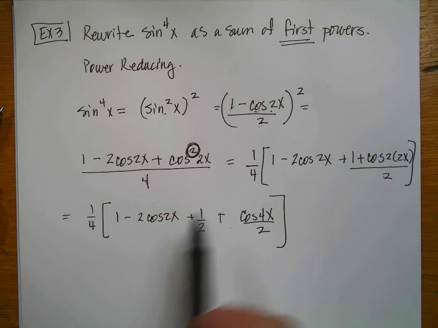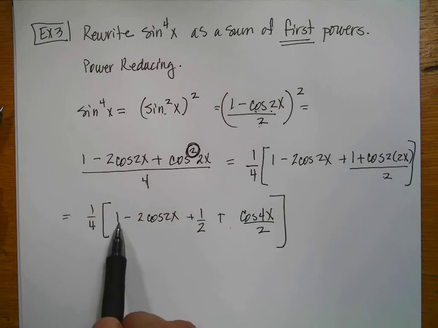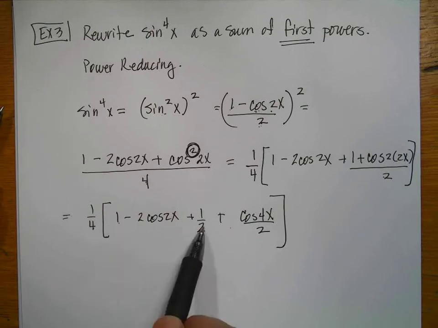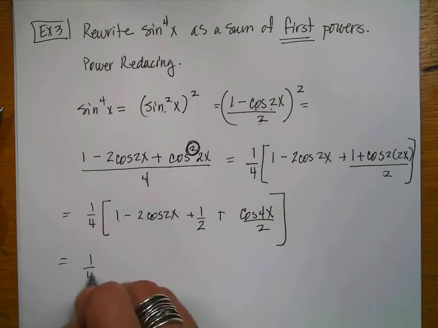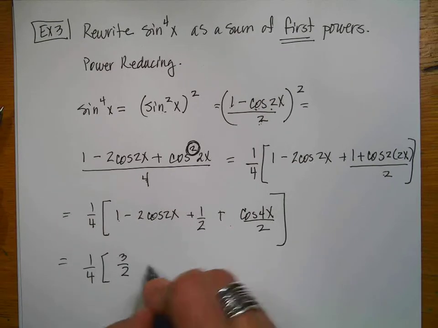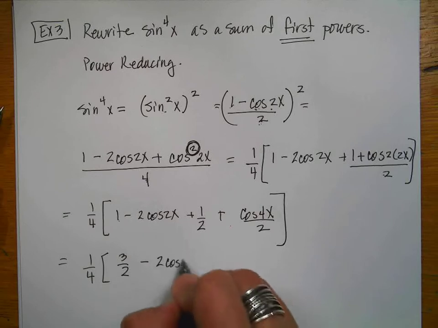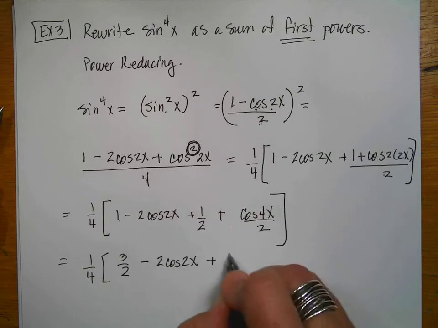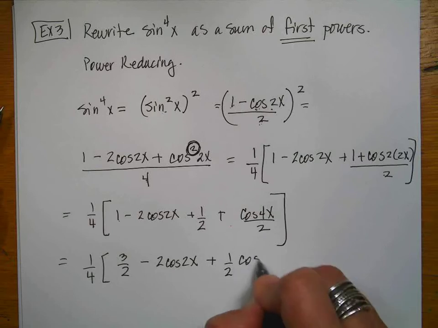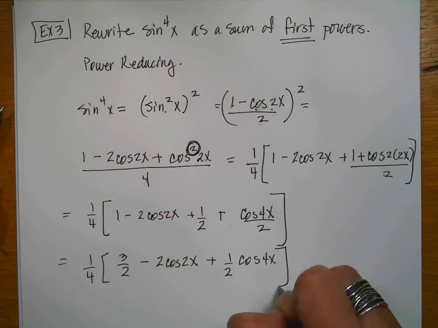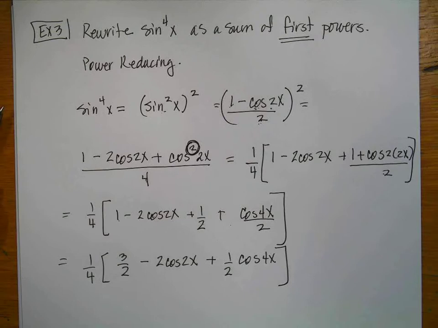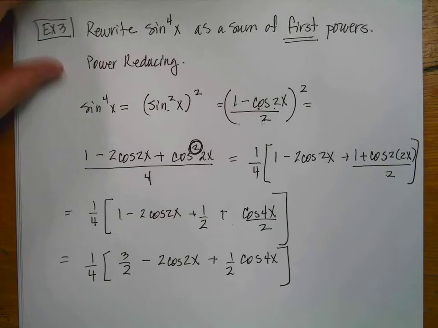Okay, so it's nice to simplify this a little bit. There's not much that I can do. I could do 1 plus 1/2. So here's the 1/4, and then I'm going to have 3/2 minus 2 cosine 2x, and then plus 1/2 cosine 4x, and then I would tell you to stop there. Oftentimes the book will go further, and they would multiply this by 2 over 2, and then expand everything, but I think this is a great place to stop.